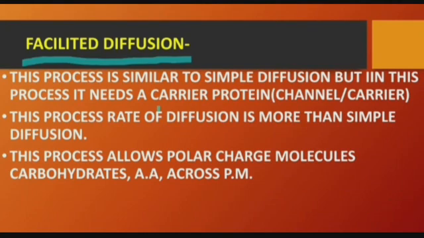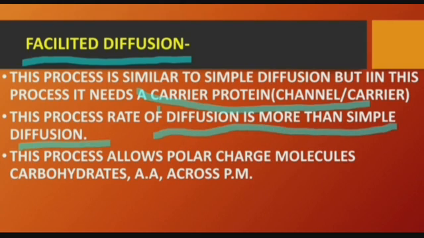Then let's see facilitated diffusion. Facilitated diffusion is a type of passive diffusion. It is the second type of passive diffusion, as I already told you in a previous slide. This process is similar to simple diffusion, but in this case it needs a carrier or channel protein for the transportation of any substances. The rate of diffusion in this process is more than in simple diffusion.